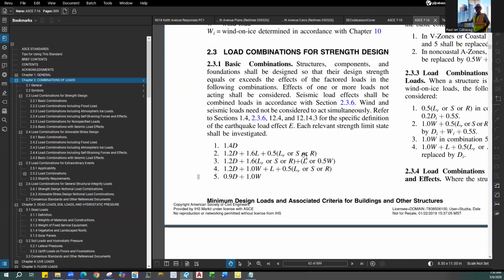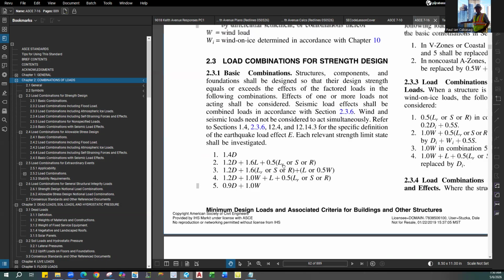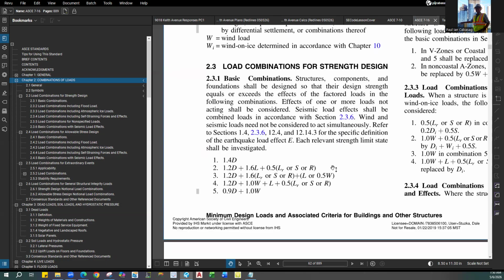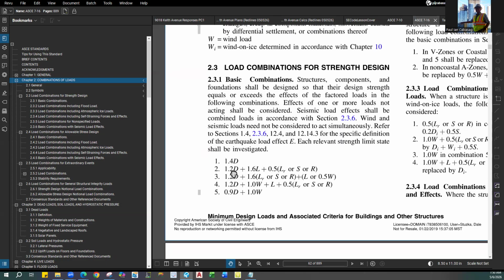So for example, if you have a snow load and a rain load or a roof load, because usually where the snow and rain load are on the roof, you just do 0.5 roof live, 0.5 snow load and 0.5 rain load, and you pick the smallest one. After that, you add it to 1.2 dead and 1.6 live. Usually you want to pick the largest one out of all this, right? Because this is a demand. So just pick the largest one and add it to the dead load and the live load.